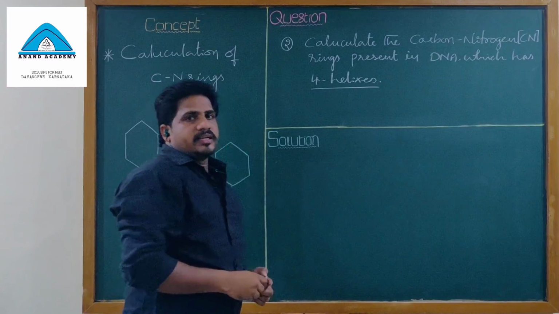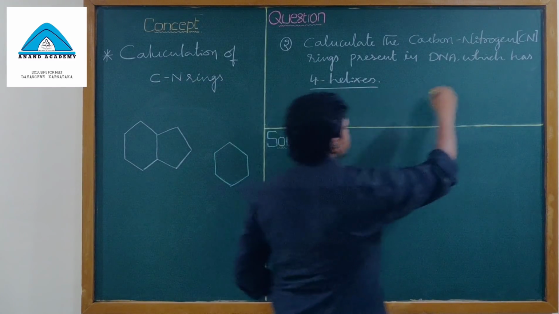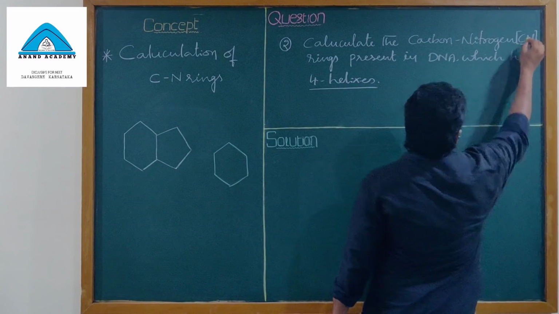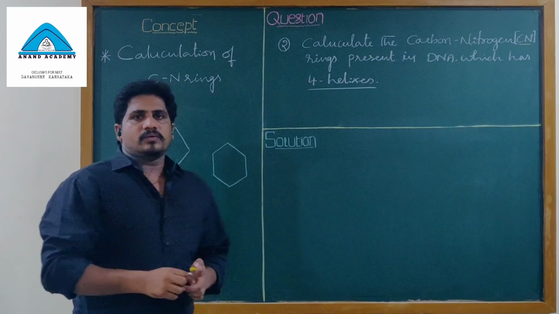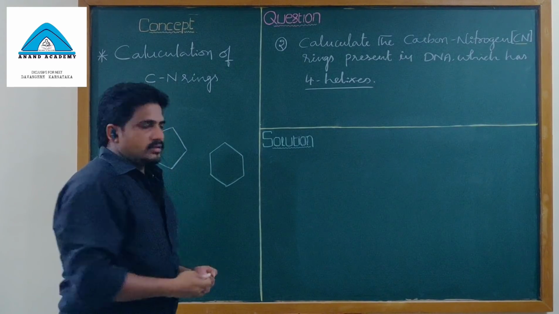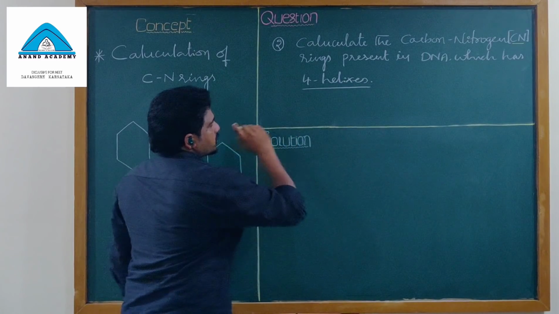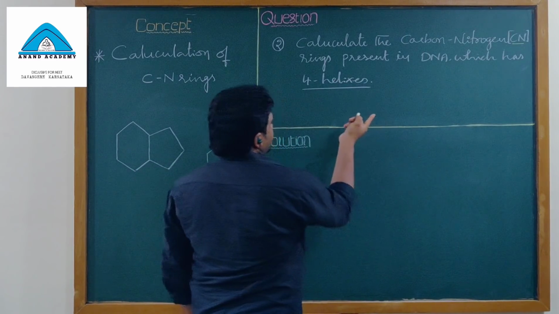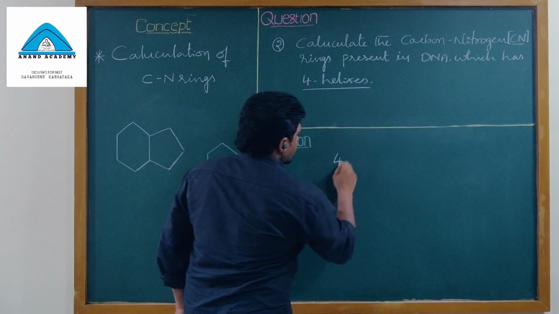In this question, the DNA has 4 helices, means 4 turns, means 4 pitches. What is CN? Carbon and nitrogen. So let us solve the problem. Then let us see what is the principle behind the solution. In the given question, we have to calculate the CN rings, and nucleotides were not given. 4 helices are there. Go for 4 helices.